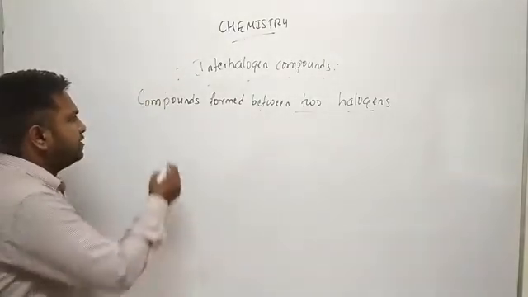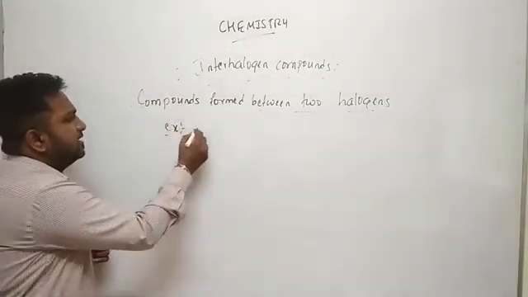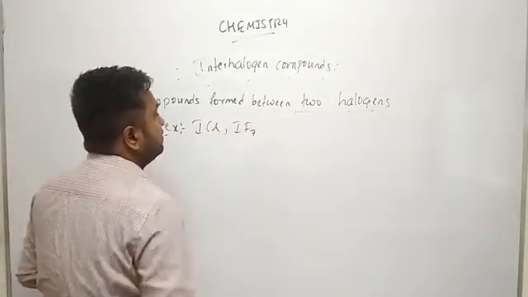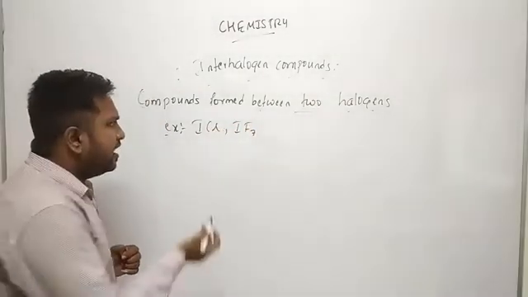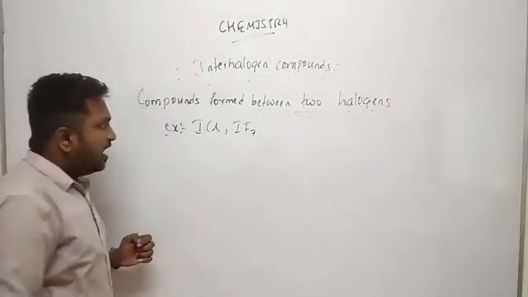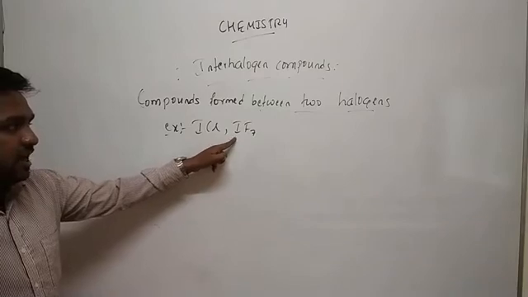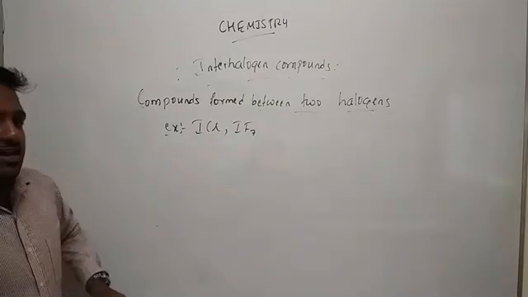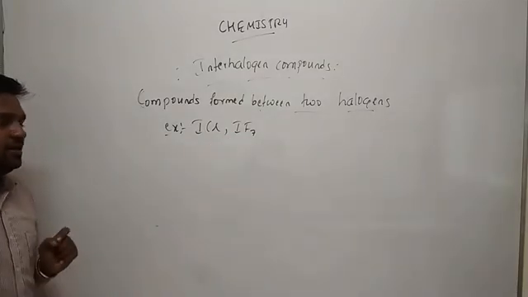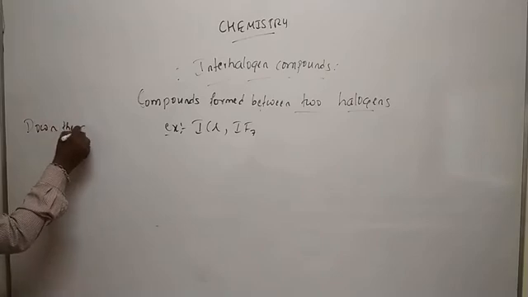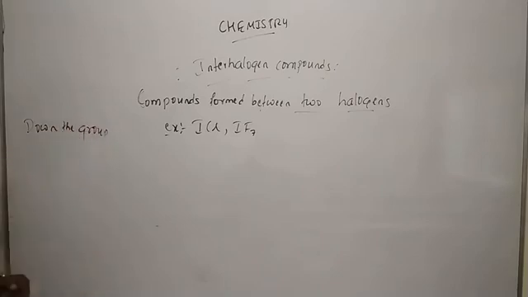So in order to write this, let me take some examples: ICl, IF7. Now, why are we writing iodine first and chlorine next? Why are we writing iodine first and fluorine next? In order to understand this, let's go for this one. Down the group, what happens? As you go down the group, atomic size increases.